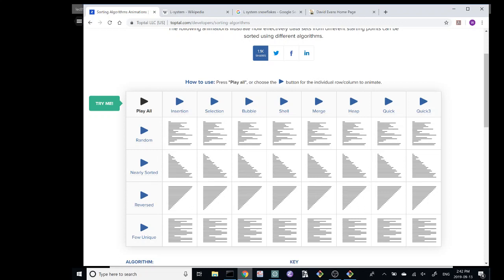And so this is this cool website. It's called toptal.com, developer/sorting algorithms. And you can execute these algorithms on different types of inputs. Random inputs, nearly sorted, reversed, few uniques. So there's not very many different values. So let's do it.